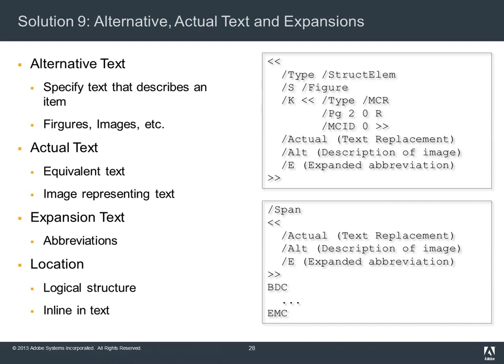The difference between alternative and actual text is that actual text is supposed to be an actual representation of the content within something. Let's say I have an image of the PDF Association's logo, so I have PDF/A appearing on these posters. If that's in image form, or it's done in some very highly artistic format that we don't use glyphs for, I just use vector art to do that, I can identify an actual text that would say PDF/A, and that would tell a screen reader that this is a representation of textual content. So that's the difference: alternative is a description, actual is an actual representation of the content being described. E stands for expansion and is used for abbreviations.